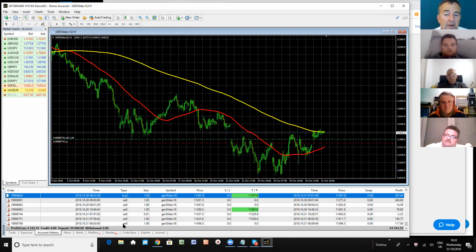The 50 moving average is the red one. And although the trend has been generally downwards, as you can see, when the market crosses the 50, the general rule is that it's an indication that the market could be changing direction.